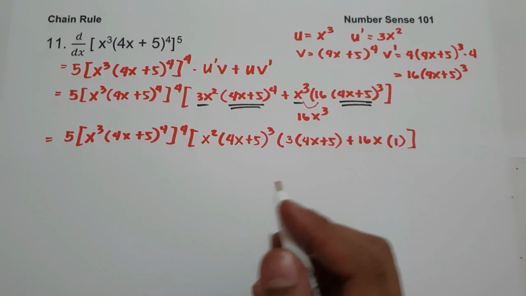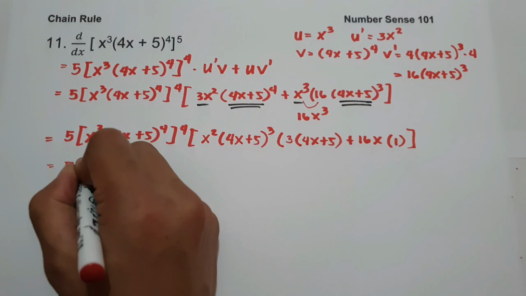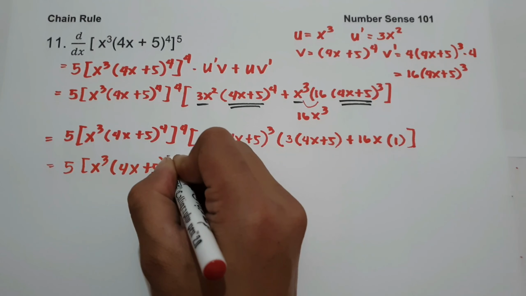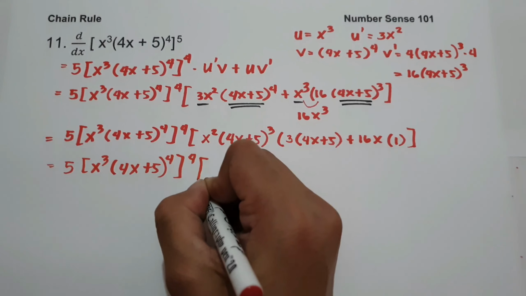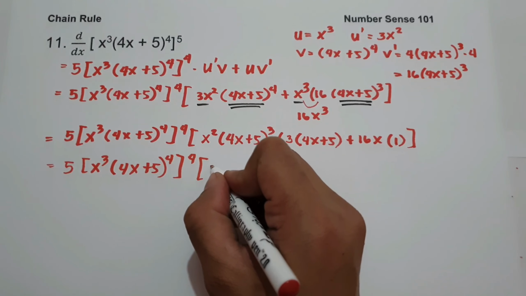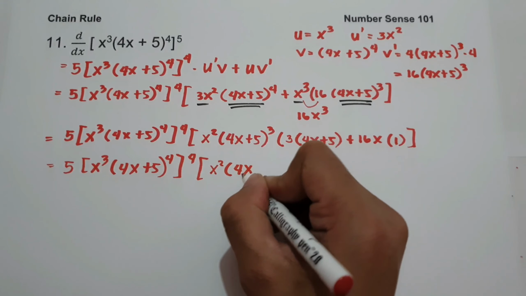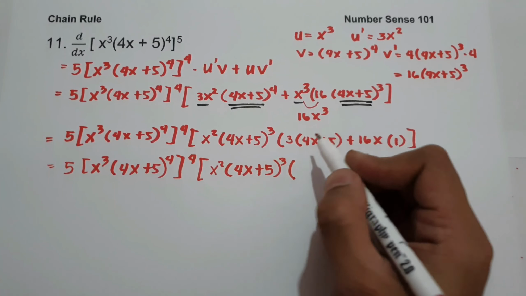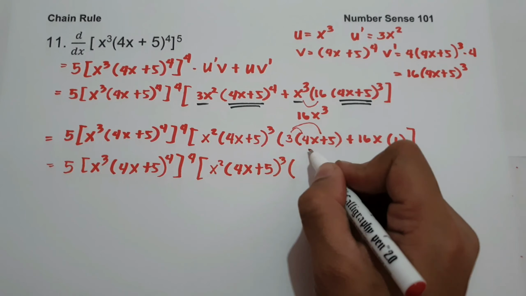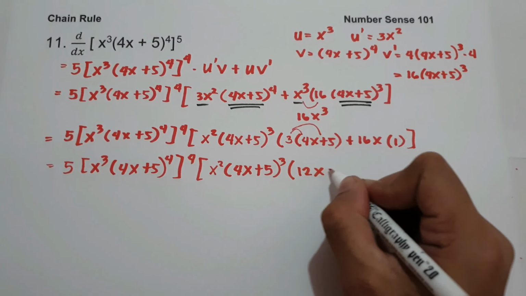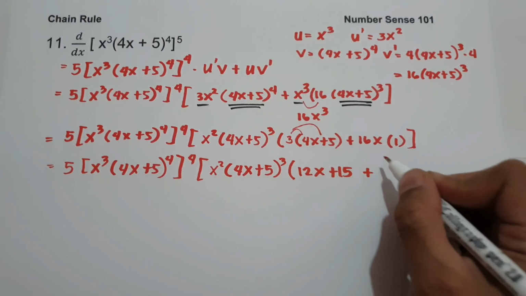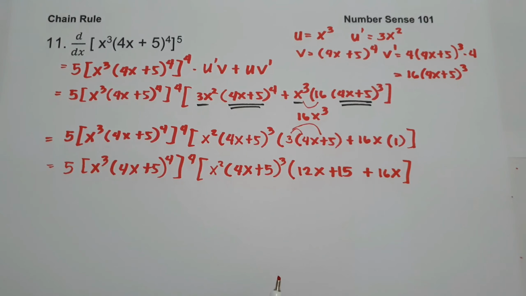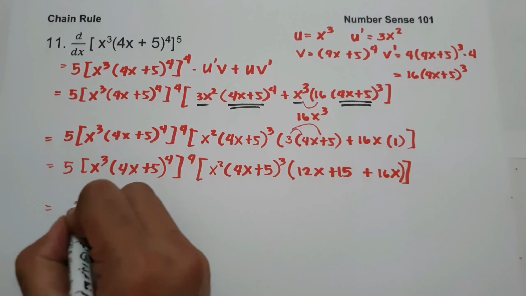And to simplify, let us have this one, 5x cubed times 4x plus 5 raised to 4 times the factors, that is x squared times 4x plus 5 raised to 3. And then let us multiply this one, 3 times 4x plus 5, that is 12x plus 15, plus 16x times 1, that is 16x.